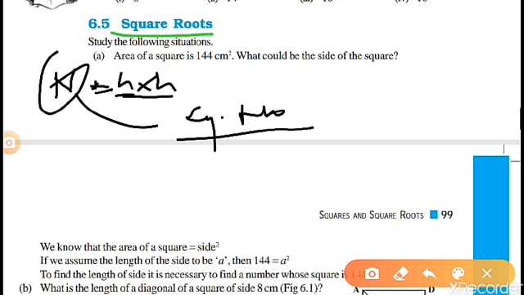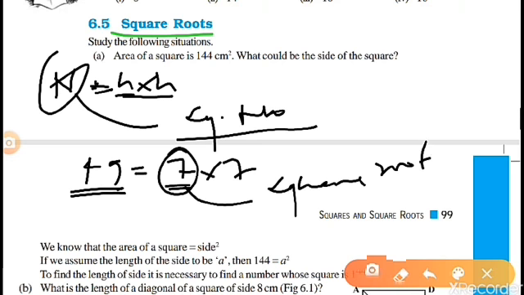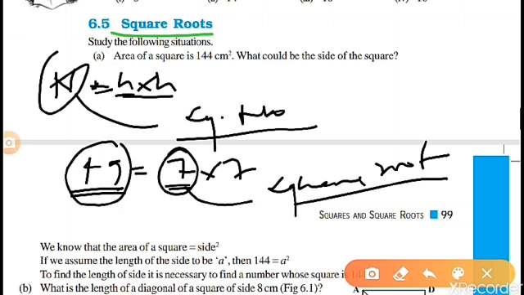For example, 49 can be expressed as 7 into 7. Then 49 is called a square number, and it is the square of 7. So square of what? Square of 7. Then this 7 is called the square root. It is the number which, when multiplied by itself, gives 49. So 7 is the square root.